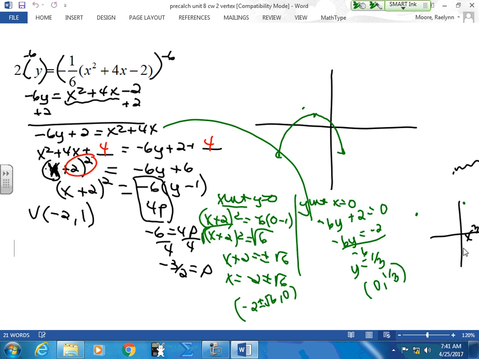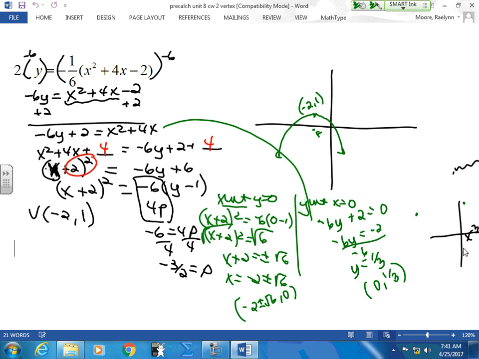And if this guy is here at (-2, 1), make sure you pay attention to where your focus is. My focus has to come down 1.5, doesn't it? So aren't I going to have to cross over the x-axis? So don't put your focus up here. Make sure you just get a placement. So your focus is down here somewhere.